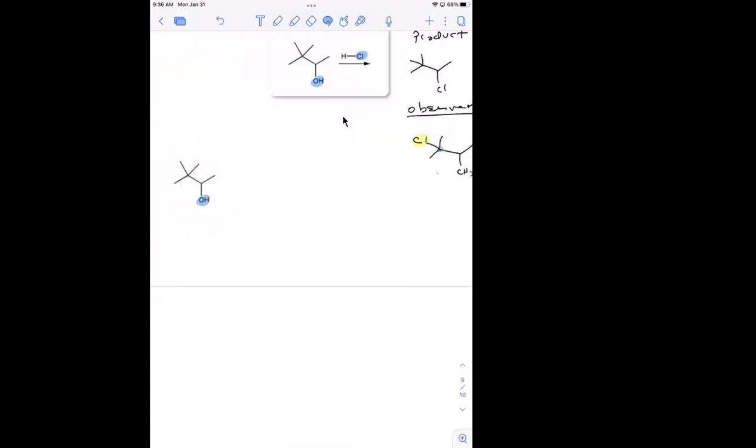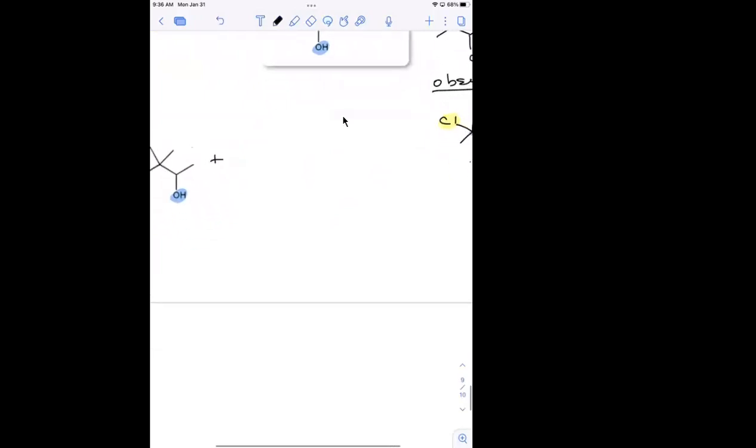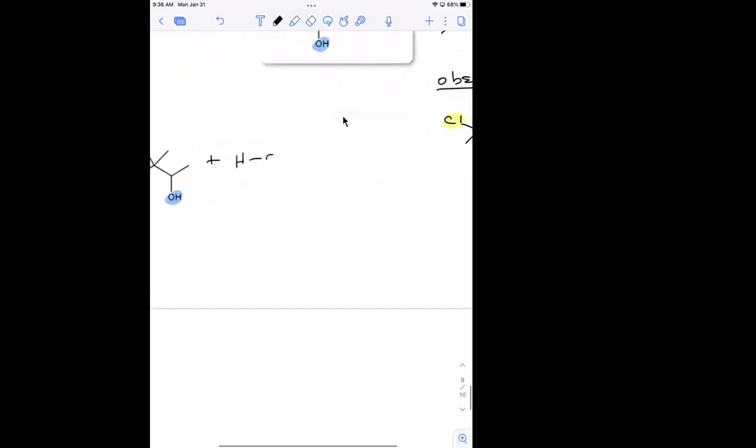All right, so this is plus, what are we using, HCl. All right, somebody tell me what happens in step one. I know it's redundant, but reps are the key to retention, being able to retain the information.